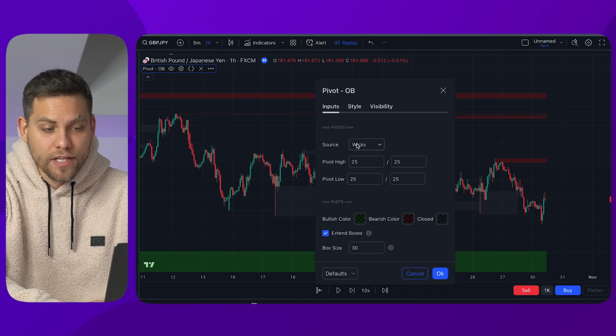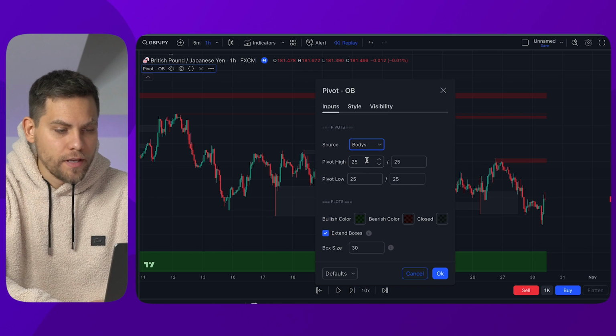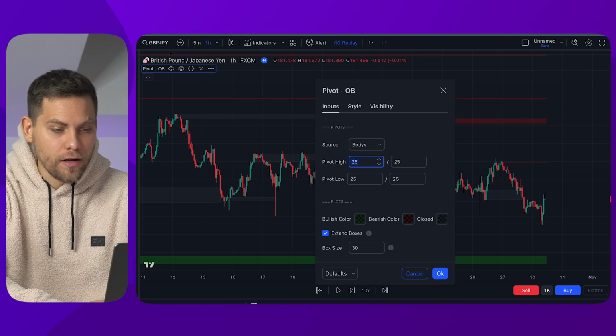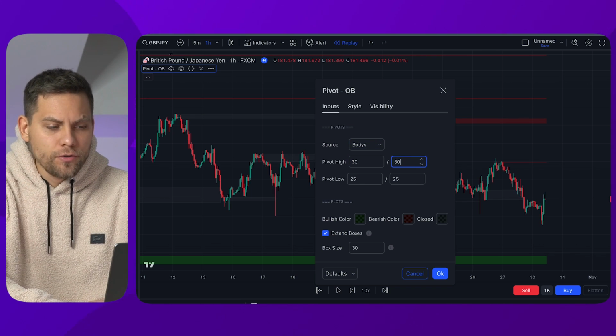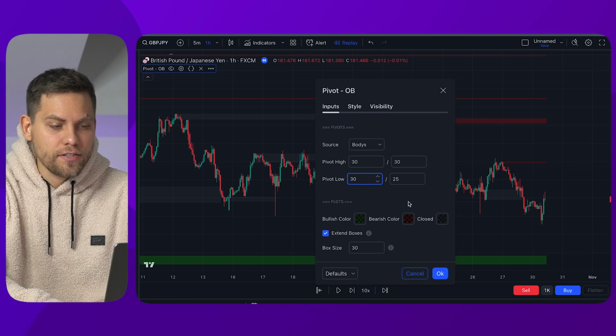Let's quickly go over settings and make some changes. In the input section, change the wick settings to body and set the box sizes to 30. You don't need to make any other changes in the style section. After these adjustments, click OK to proceed.